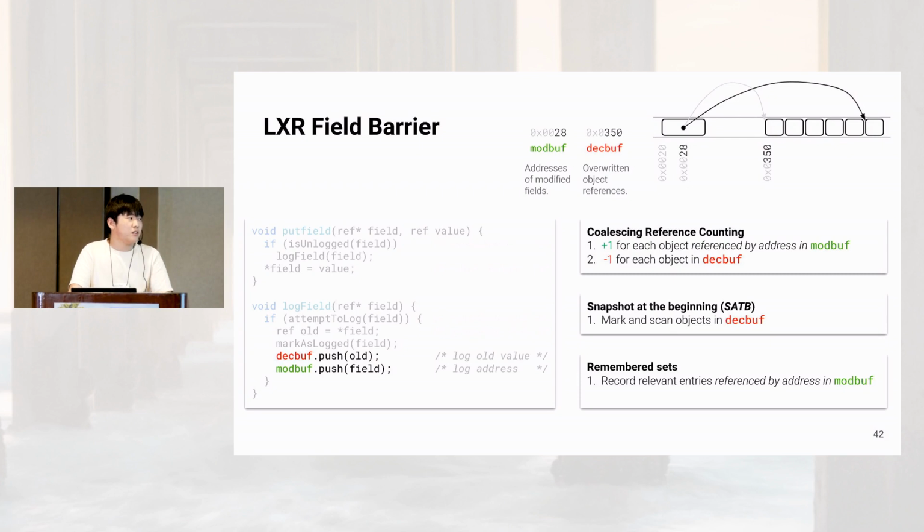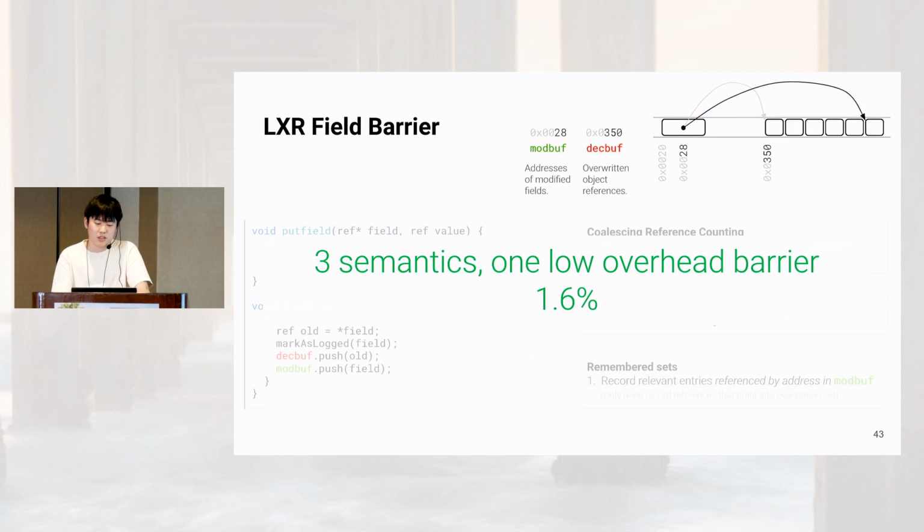For coalescing RC, we scan the fields in the modified buffer, load the target objects, and apply increments. And we also apply decrements to the objects in the decrement buffer. And for concurrent marking, we simply mark and scan the objects in the decrement buffer. And for remembered set maintenance, we scan the fields in the modified buffer and remember those pointing to the evacuation set. This is how we build 3 semantics using one low-overhead write barrier, and the overhead is only 1.6%.